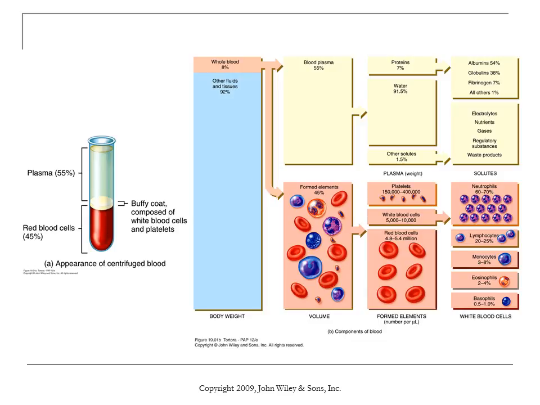So in this diagram, you can see that we have the whole blood with 55% plasma and 45% blood. For the form element, we have platelets, which is just about 150,000 to 400,000, and we have the white blood cell, which is about 5,000 to 10,000, and we have the red blood cell, which is about 4.8 to 5.4 million per microliter.